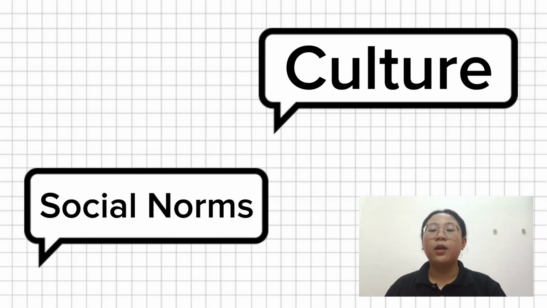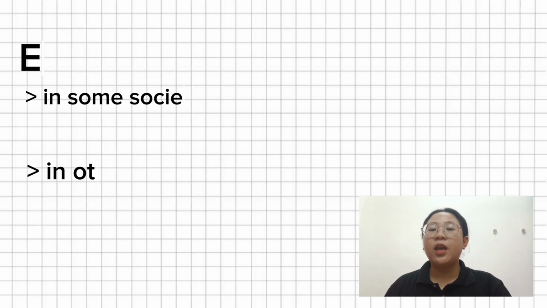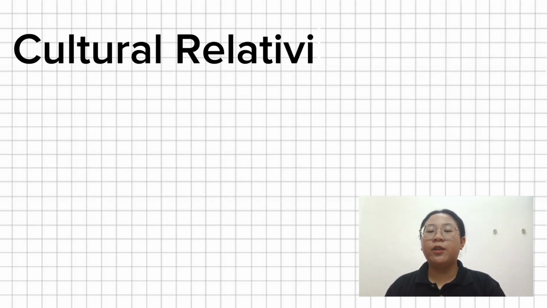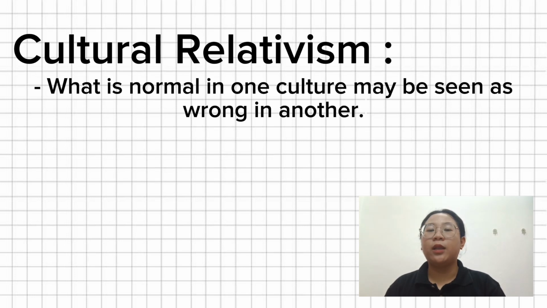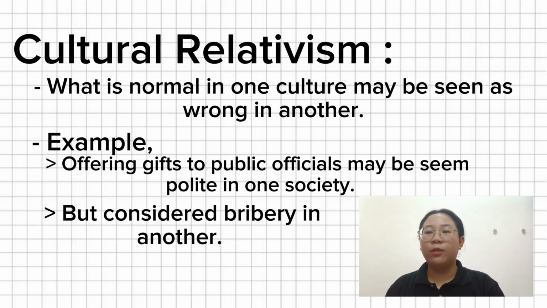How culture and social norms influence corruption. Social norms are unwritten rules of acceptable behavior. In some societies, helping family members get jobs is seen as a moral obligation, but in other societies it is unfair treatment to others. Cultural relativism: something normal in one society but wrong in another, such as offering gifts to public officials, seems normal, but is viewed as bribery in another society.